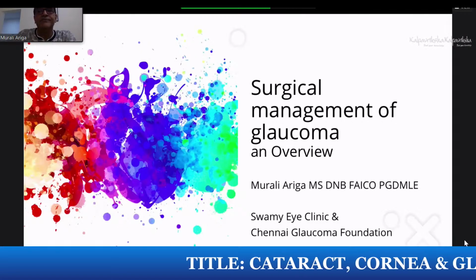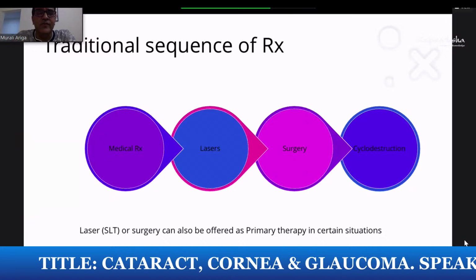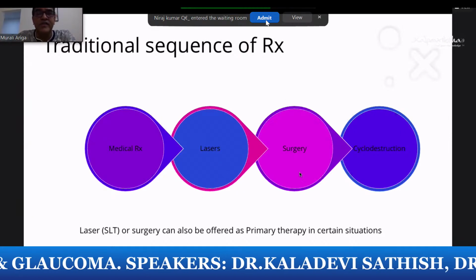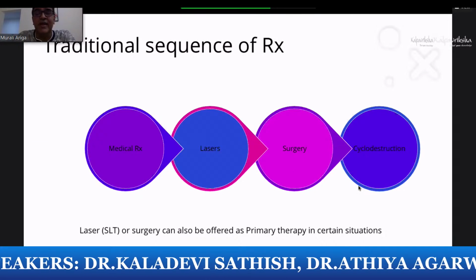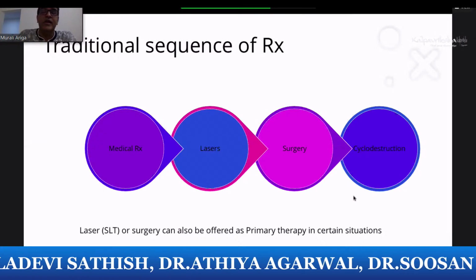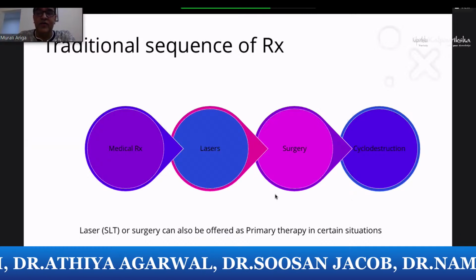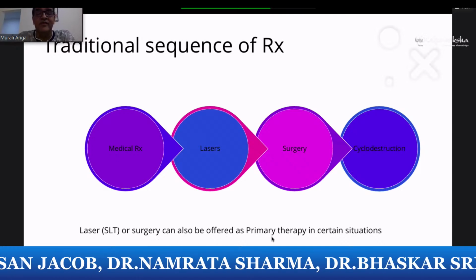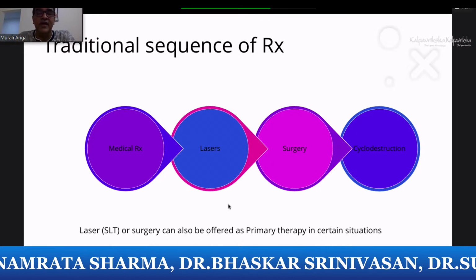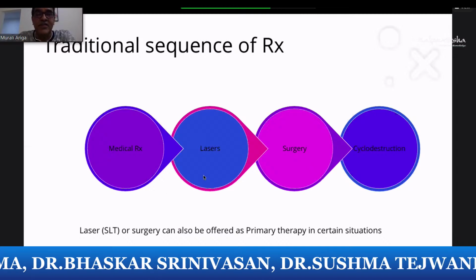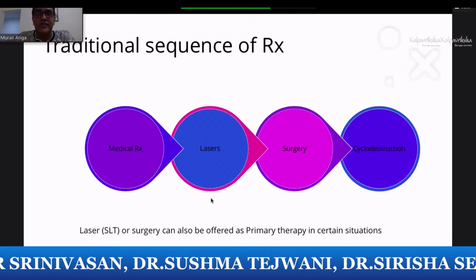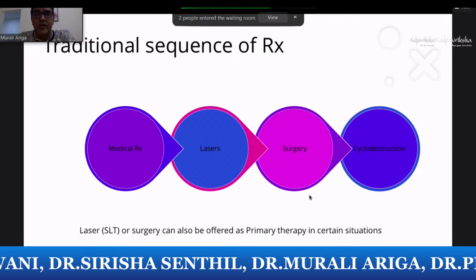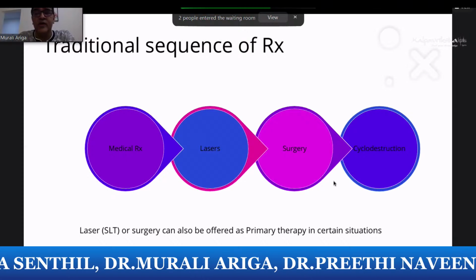The traditional sequence of management of glaucoma has been medication first, lasers next, surgery as the third option, and finally, when nothing else works, cyclodestruction in painful blind eyes, uncontrolled glaucomas, refractory glaucomas, and so on. Lasers such as laser trabeculoplasty or even surgery can be offered as a primary therapy in very few situations currently. So most often we would offer medication, going for lasers or trabeculoplasty in an open angle situation, and then surgery when nothing else works: uncontrolled glaucomas, intolerance to medication, cataract with glaucoma, and so on.